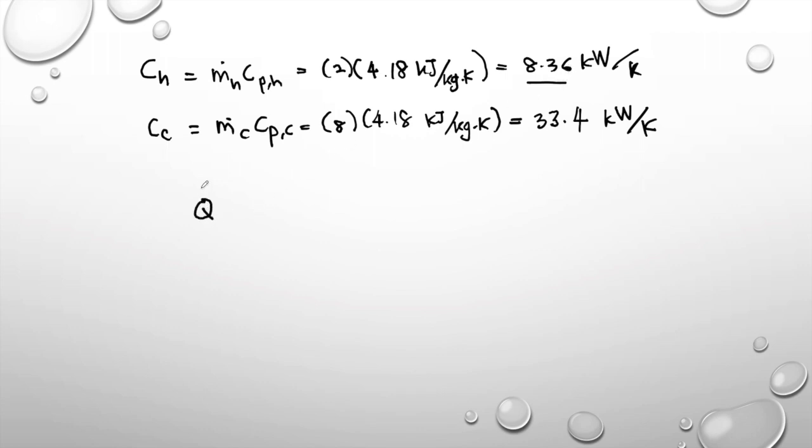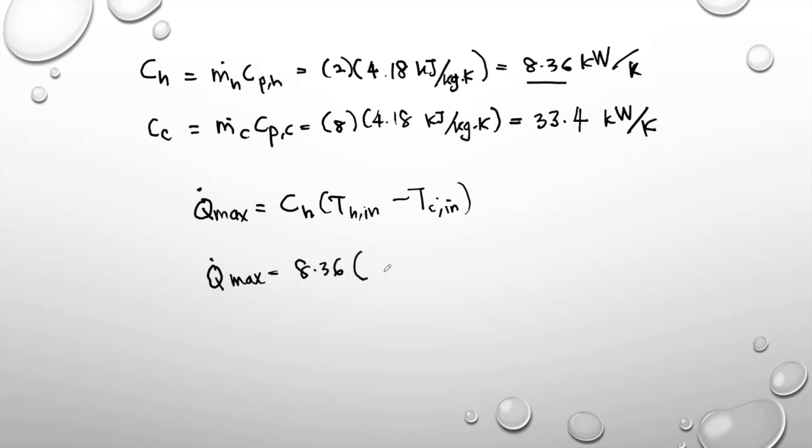So therefore, in the Q maximum, you will use CH as your C minimum. So here you substitute CH, TH in minus TC in. Okay, from here Q dot maximum is 8.36 times 70 minus 10. So you don't have to worry because the degree C can be cancelled out with the Kelvin value. So you will get this value is 502 kilowatt.